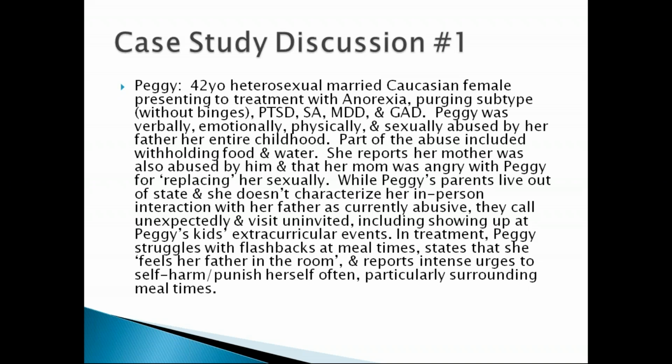She reports that her mother was also abused by her dad, and that it was her perception that her mom was angry with her for replacing her sexually. And while Peggy's parents live out of state and she doesn't characterize their in-person interactions as currently abusive, they do call unexpectedly, will keep calling until she answers, will visit uninvited, including showing up at her kids' extracurricular events. So the continual process of breaking and not respecting boundaries leads to a lot of emotional unsafety for Peggy.